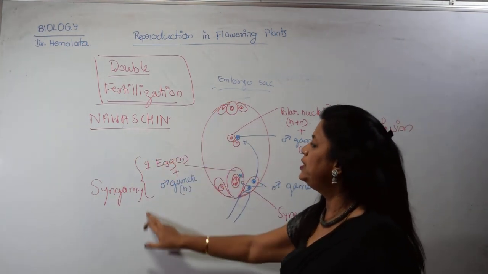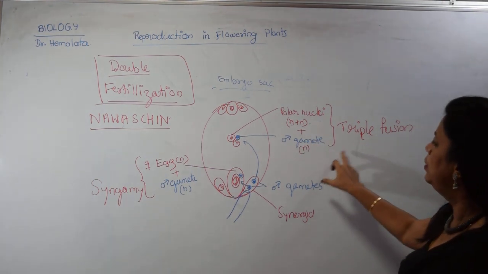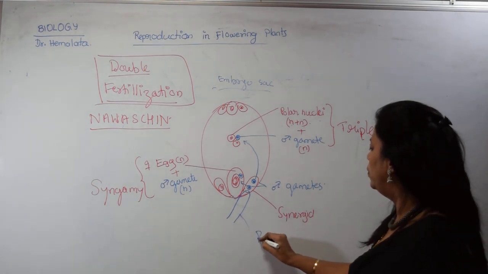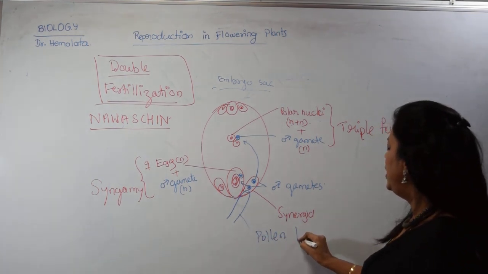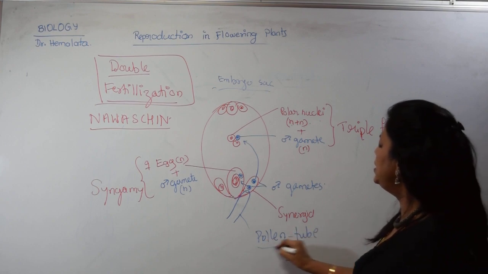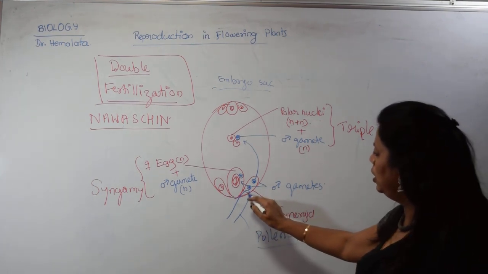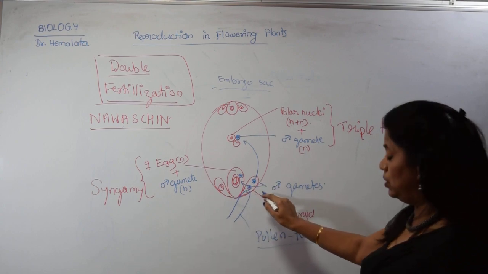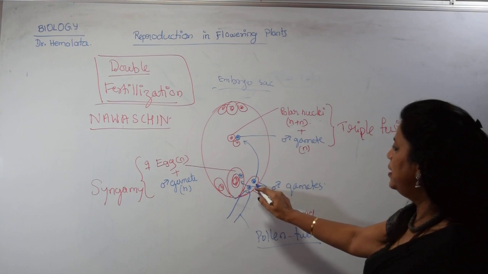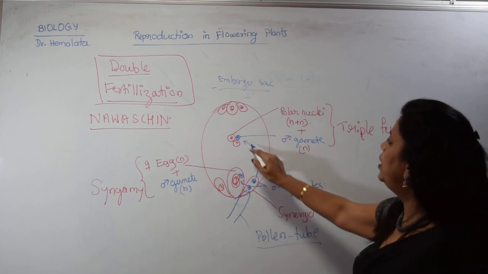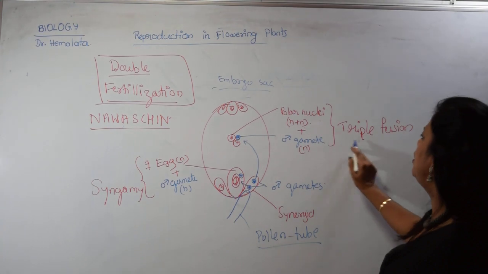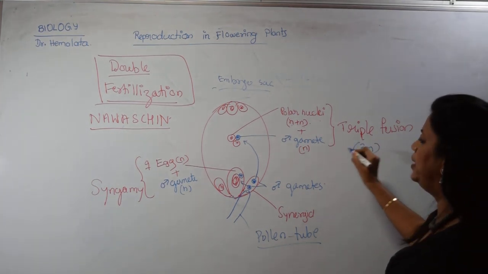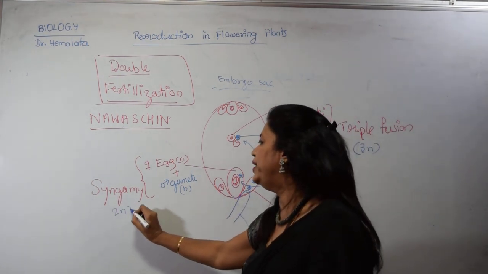scientist name, what is syngamy, what is triple fusion, where exactly the male gametes are released. Because of the pollen tube, although it may enter from any part of the ovule, it enters the embryo sac through the micropyle only. Then it releases the male gametes, not pollen grains, near the synergids. One of them fuses with the egg, and one of them fuses with the polar nuclei. Together it forms triple fusion, which is the union of 3 haploid nuclei, 3N. Syngamy results in 2N, right?